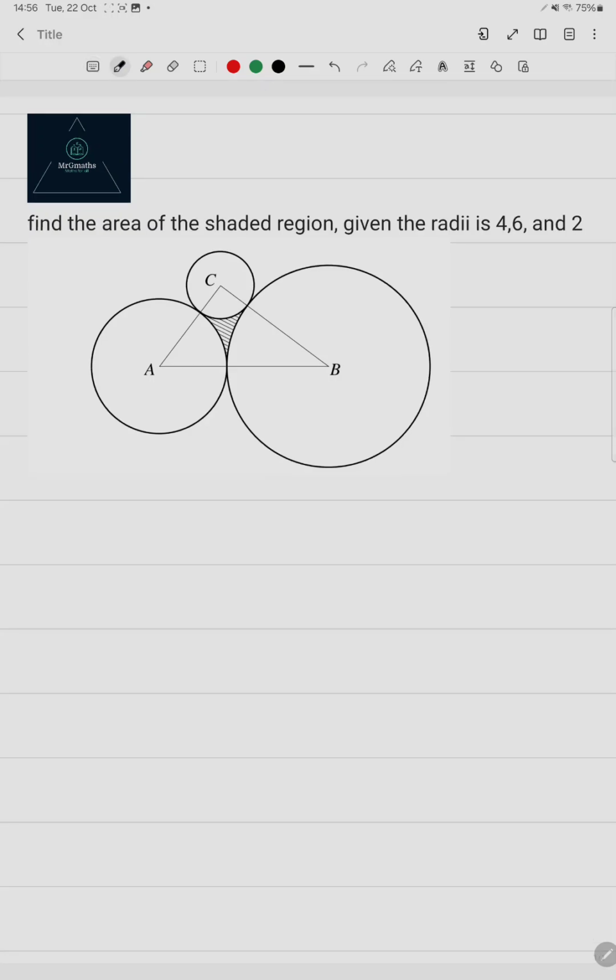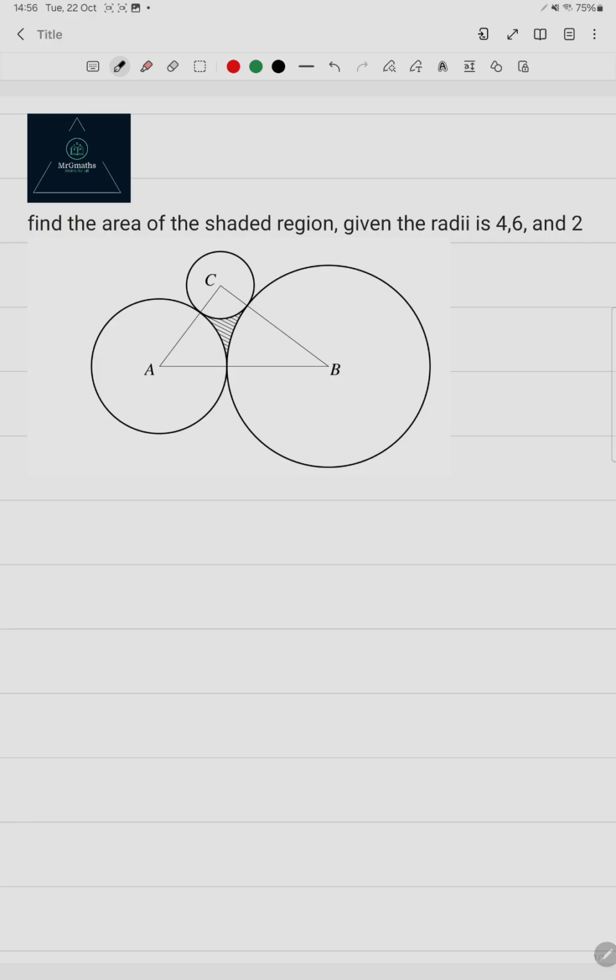This is a relatively difficult question. They're asking us to find the area of the shaded region, given the radii of each of the circles as 4, 2, and 6 accordingly. There's so much going on that we have to bear in mind.